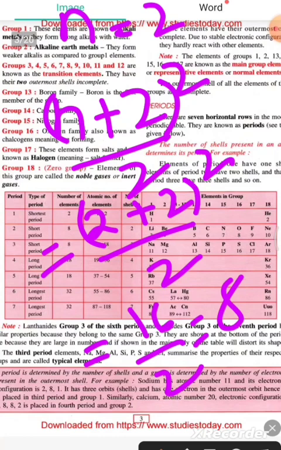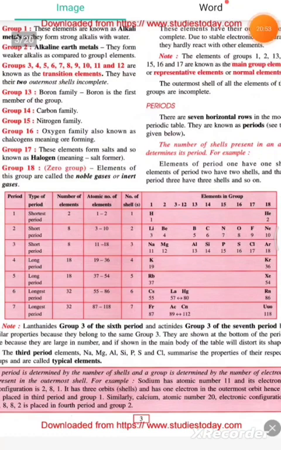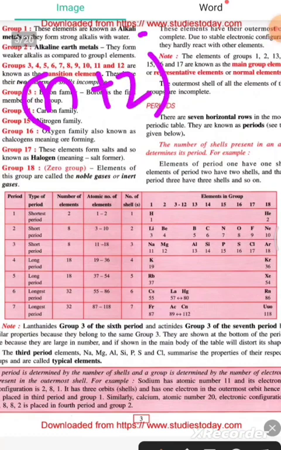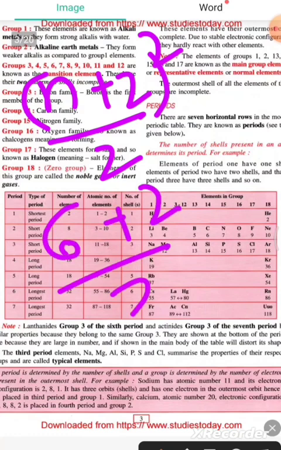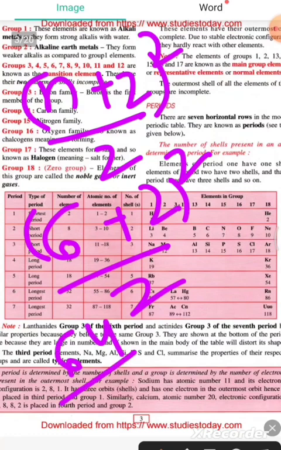The same way, let us see period 6. Period 6 means n is 6. So (n plus 2) square divided by 2. The number of elements equals, in place of n we put 6, as we are talking about the number of elements present in the 6th period. So (6 plus 2) square divided by 2. 6 plus 2 is 8, 8 square is 64, 64 divided by 2 is 32. That means in the 6th period 32 elements are present.